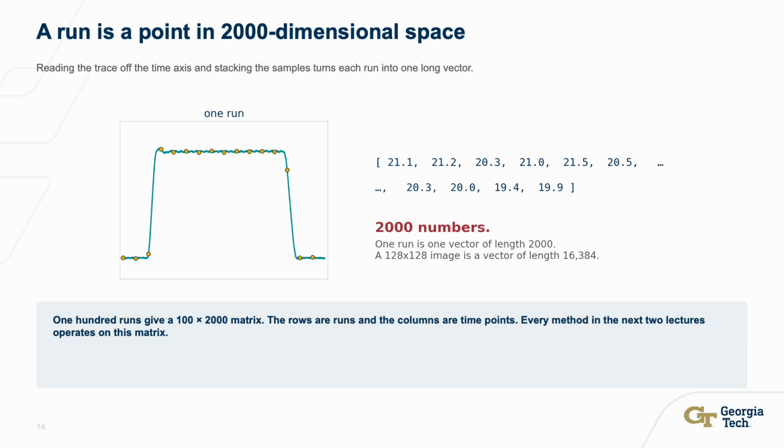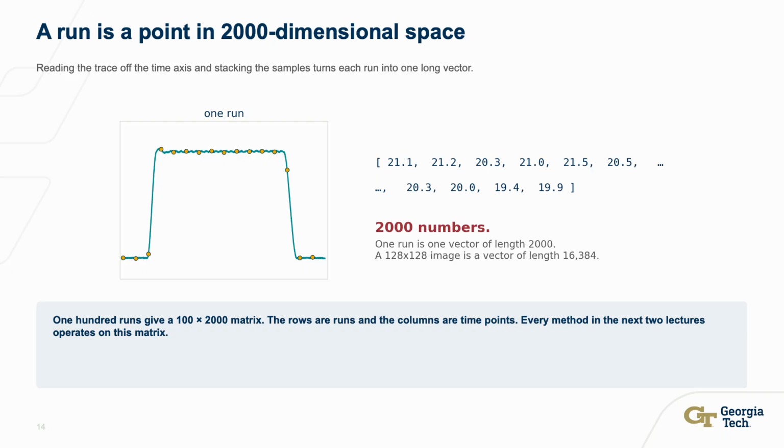Here is the move that makes everything else possible. Take a trace, read the values off in order, write them as one long list, 2000 numbers. That is the vector, and the run is a single point in 2000-dimensional space. If that sounds abstract, the comparison to images helps. If this is all new to you, I recommend you watch the accompanying lecture on image recognition using principal component analysis. A 128 by 128 grayscale photograph is 16,384 numbers written out in a row, and every method for face recognition starts by doing exactly this.